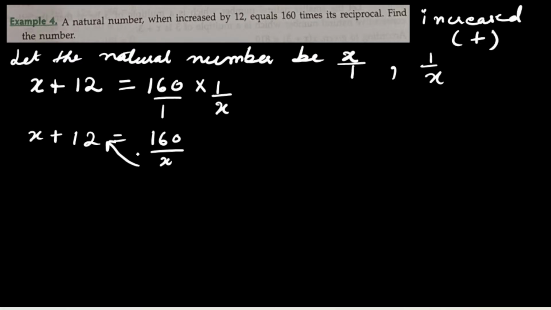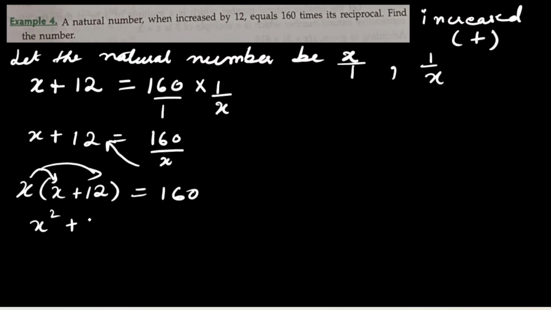Let's shift x to the other side because it's a fraction. When we shift x to the other side, x will get multiplied. Multiplication with both the numbers you have to do. So x into x and x into 12. So x square plus 12x is equal to 160.